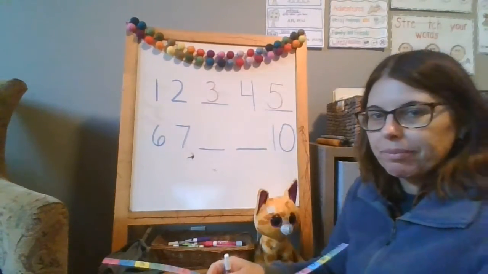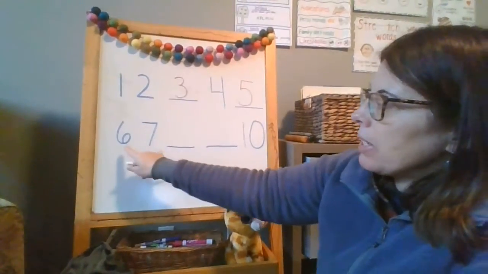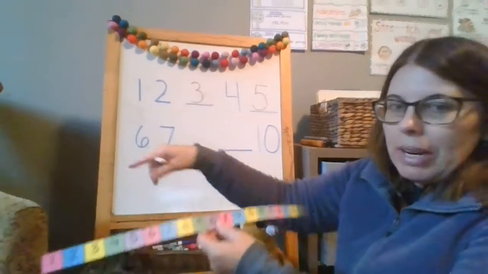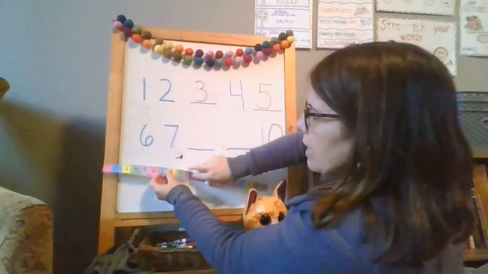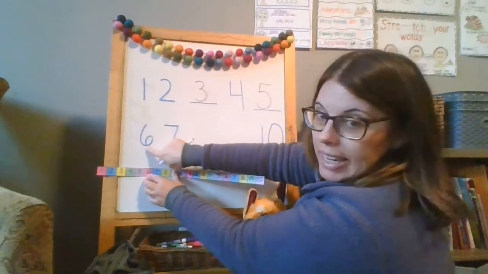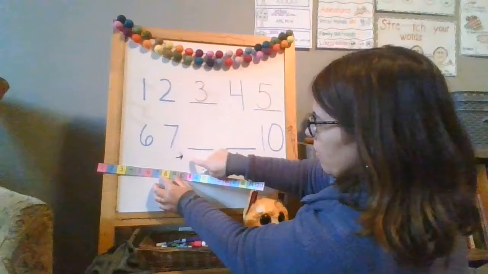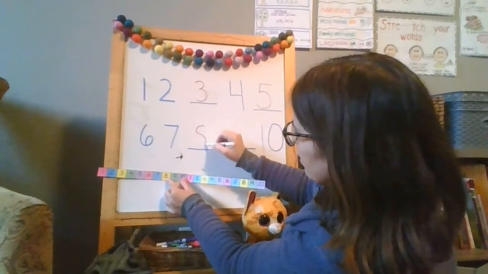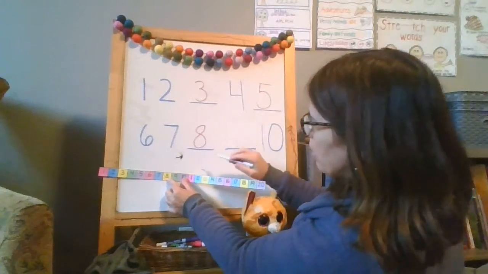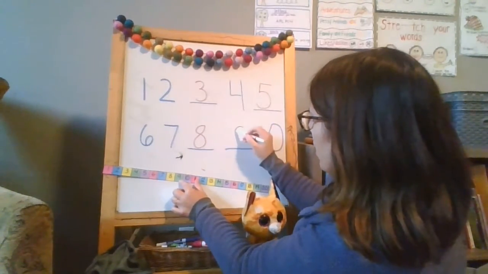Okay. Now, what if you have one that doesn't start with 1? This one starts with 6. Well, we can find 6 on our number line and follow along too. So watch this. So here's 6. So 6, and then 7. And then there's one missing. What is it? It's 8. Okay, and then what comes after 8? Well, here it is. It's 9.